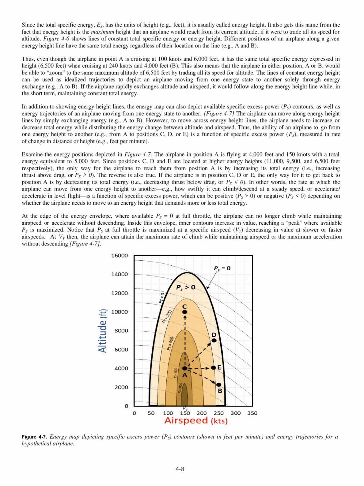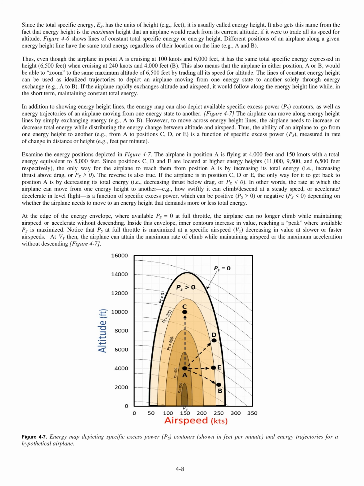In other words, the rate at which the airplane can move from one energy height to another, for example, how swiftly it can climb/descend at a steady speed, or accelerate/decelerate in level flight, is a function of specific excess power, which can be positive, PS greater than 0, or negative, PS less than 0, depending on whether the airplane needs to move to an energy height that demands more or less total energy. At the edge of the energy envelope, where available PS equals 0 at full throttle, the airplane can no longer climb while maintaining airspeed or accelerate without descending.